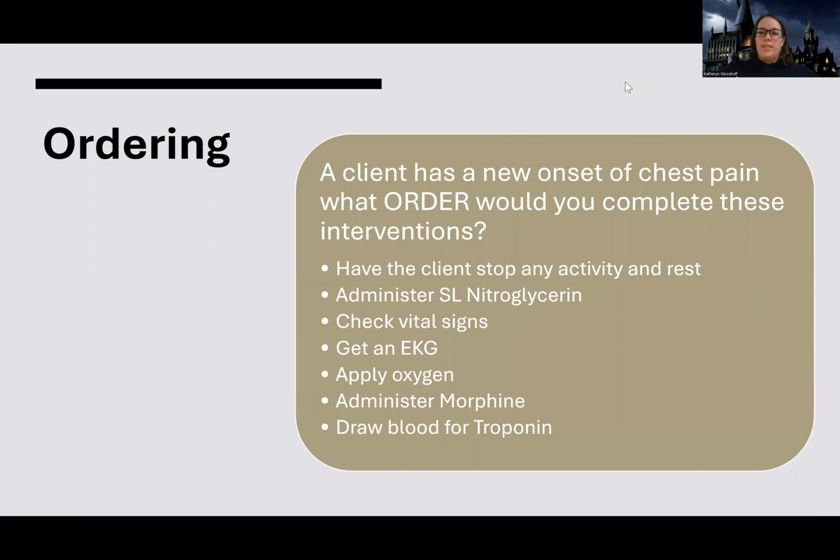All right, so now we're in some angina stuff where it says a client has a new onset of chest pain. What order would you complete these interventions? So new onset chest pain. So the first thing I want to do, because chest pain can sometimes be relieved when they stop moving or slow down, is I would have the client stop any activity and rest. So rest first. After that, I'd probably want to administer oxygen, because there might be a supply demand issue here. So I'm going to go ahead and apply some oxygen.